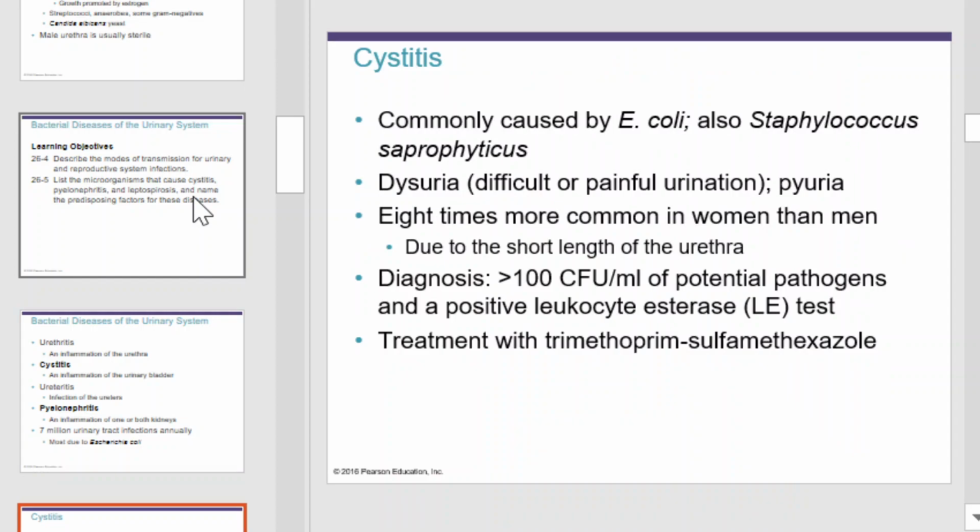Cystitis. Cystitis is commonly caused by E. coli, also by Staphylococcus saprophyticus. Dysuria, which is difficult or painful urination, and pyuria are common symptoms of cystitis. It is 8 times or more common in women than in men, due to the short length of the urethra in the female anatomy. It's diagnosed with more than 100 colony-forming units per mL of potential pathogens and a positive leukocyte esterase LE test.